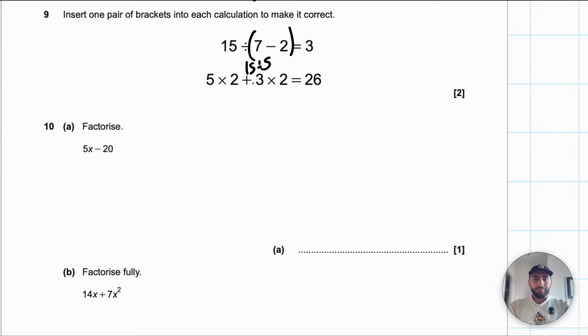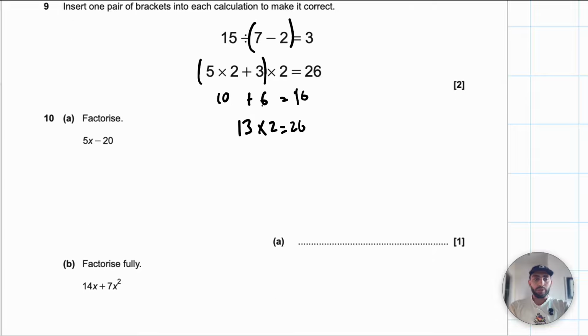For this next one, it's a little bit longer. We've got 5 times 2, that would give us 10, plus 3 times 2, which would give us 6, is equal to, that would be 16. So we're trying to make this number larger. How could we increase this? So a bracket around these two, and I do 5 multiplied by 2 is 10, and 10 add 3 gives me 13. 13 times by 2 would give me 26, so that would work.